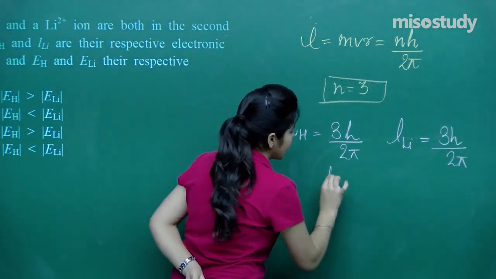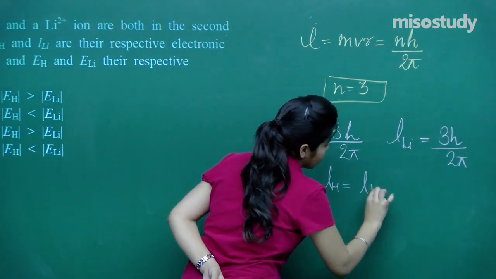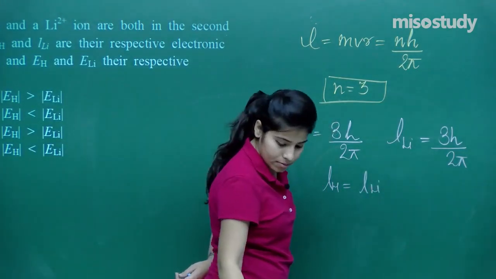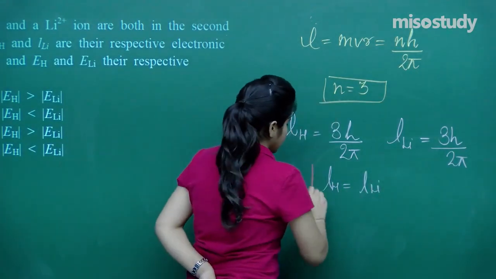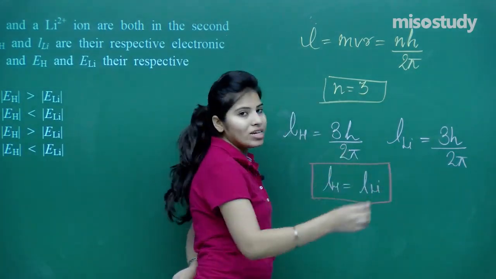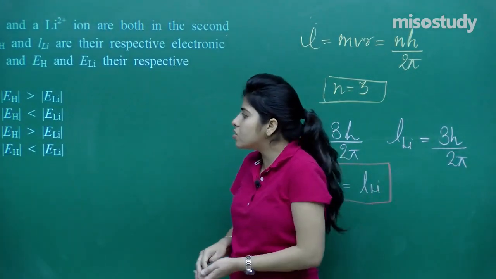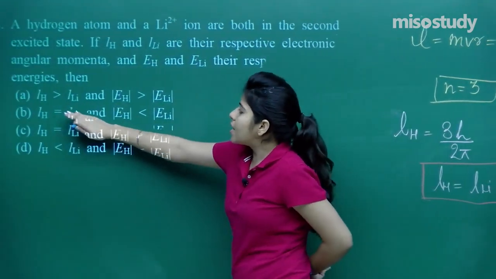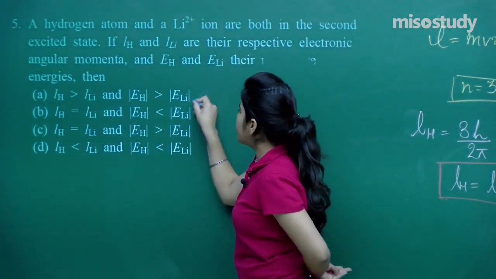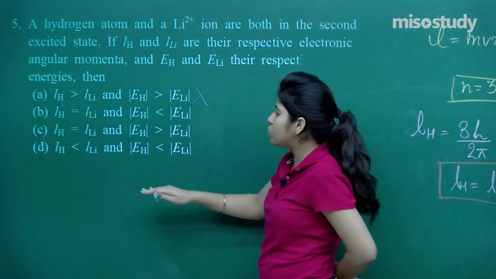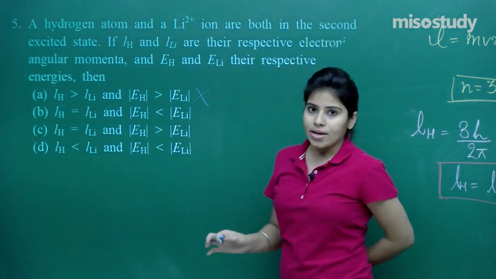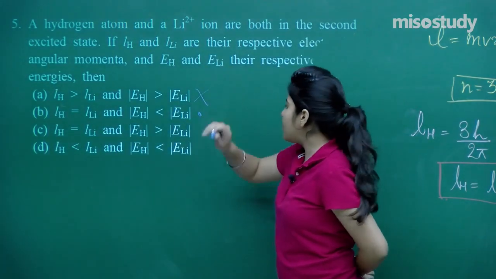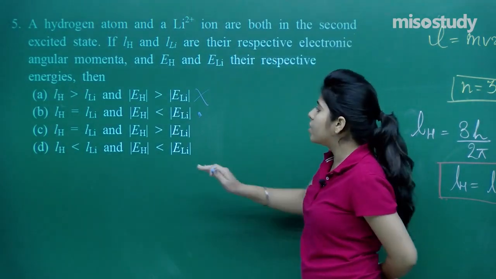So you can see here LH has come out to be equal to Li. So that means one relation has been arrived at. Let me reduce the number of options. I can see that LH is greater than Li. Definitely this cannot be the answer. LH equals Li, yes, I will be taking that one as a possibility over here.